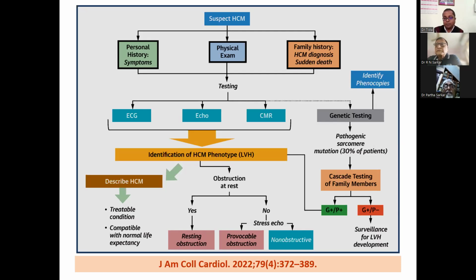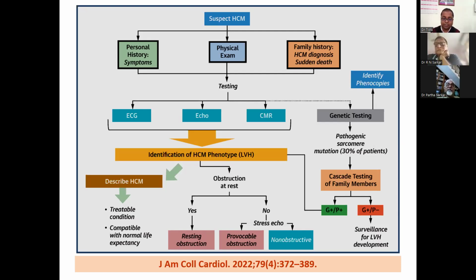There are different phenocopies, that is diseases which have the same pathology of a left ventricular hypertrophy, and which we have to differentiate from HCM. We have systemic hypertension leading to LVH. Then we have different storage disorders. Then we have different infiltrative disorders. But one thing we have to remember is that in most of these diseases, the hypertrophy is concentric.